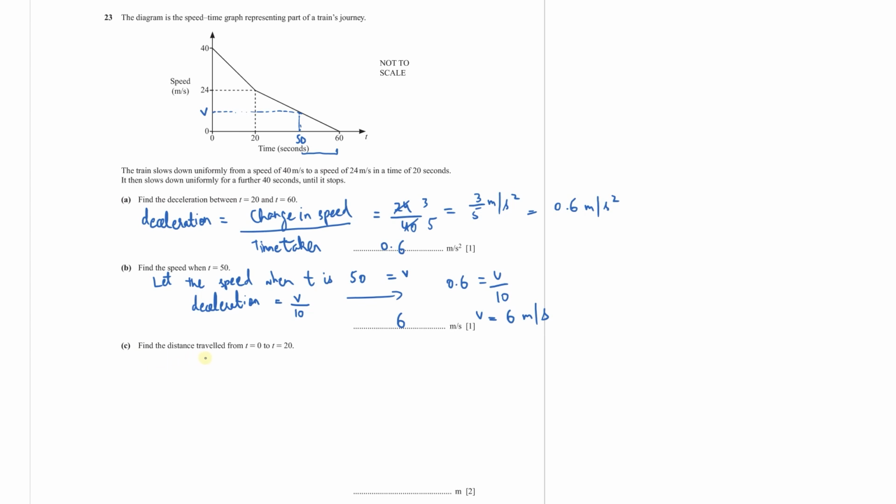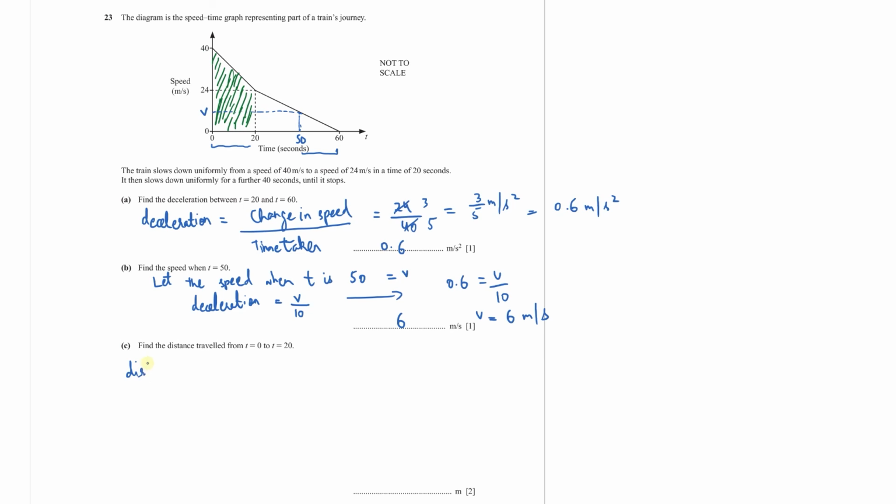Find the distance traveled from t equals 0 till t equals 20. So you are looking for this area under the speed time graph, which will give you the distance from t equals 0 till t equals 20. So this is a trapezium. The height is 20. One side is 24. The other parallel side is 40.